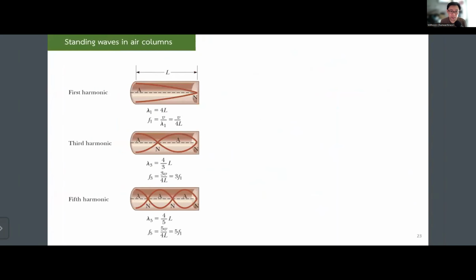What if the tube is one open end and one closed end? So now the game is kind of fun because the open end will be the antinode, and the closed end over here, because it's already a wall, so the air there cannot move, so you can assign the node to that wall. Does that make sense?